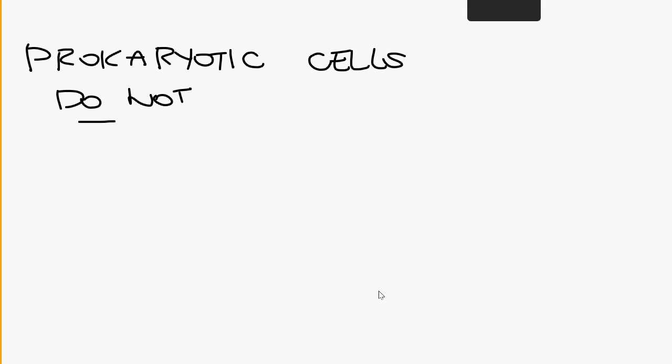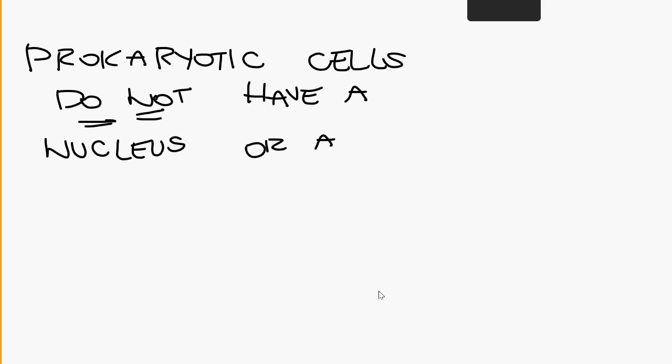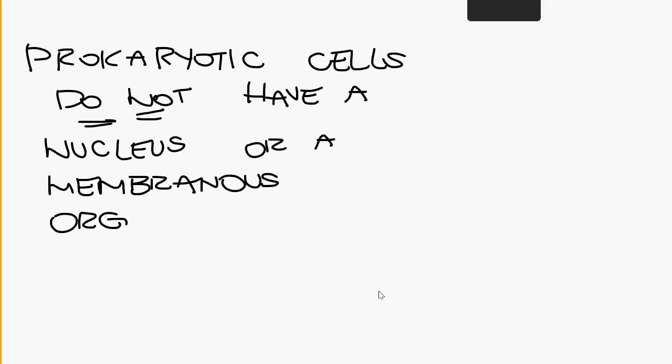And we need to know what a prokaryotic cell versus a eukaryotic cell is. So prokaryotic cells, or prokaryotes, do not have a nucleus or a membranous organelle. So that means that everything inside of the cell does not have a membrane.